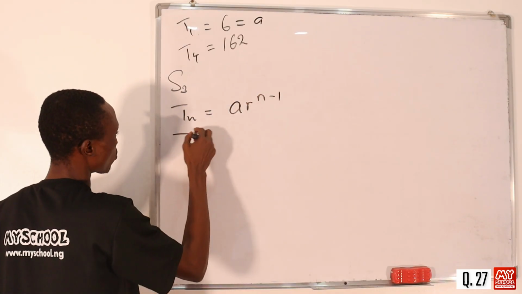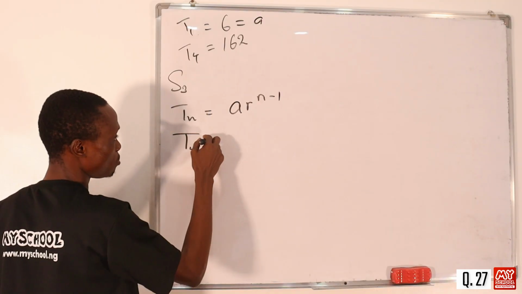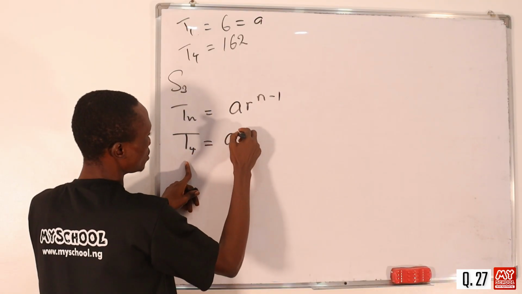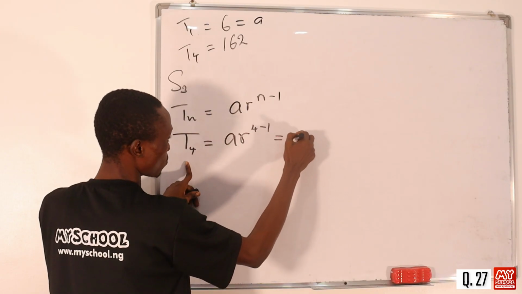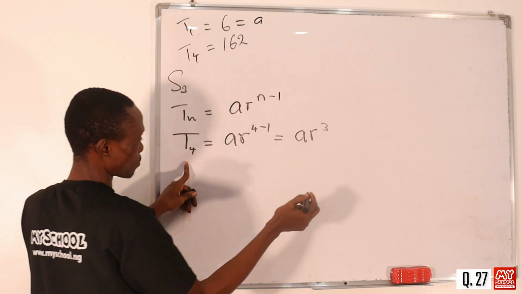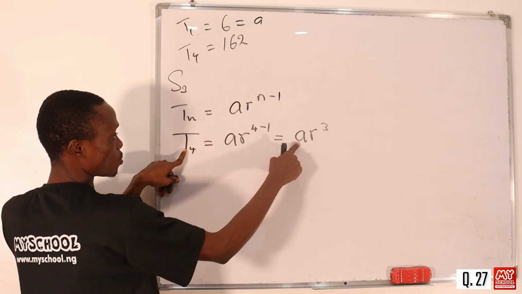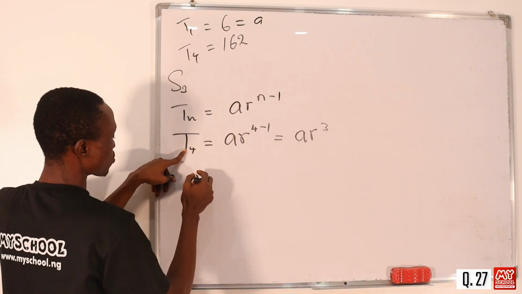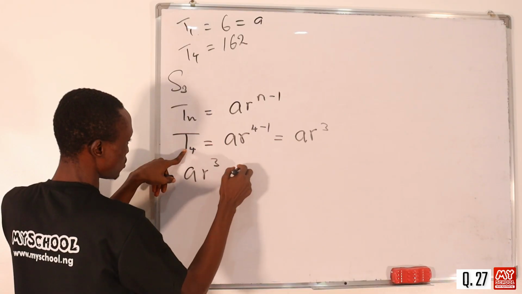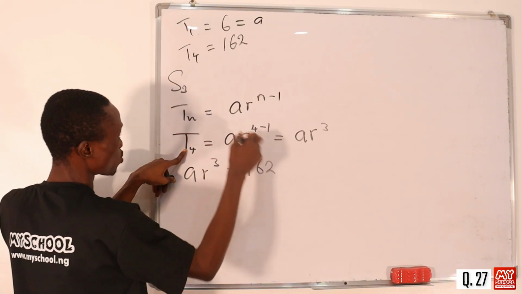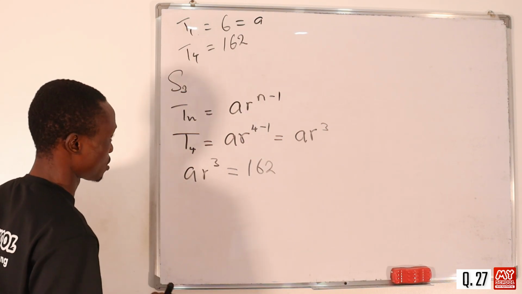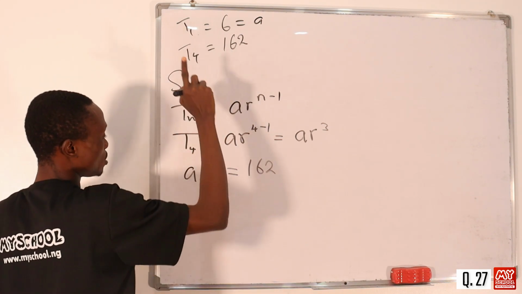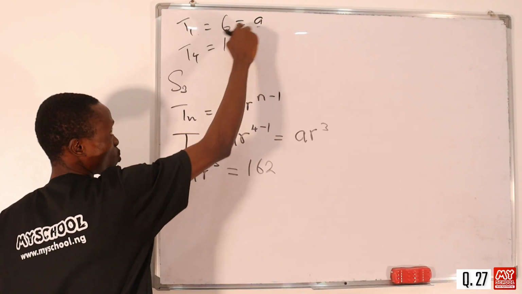So if we are looking for T4, which is the fourth term, in this case we'll be having a r raised to power 4 minus 1, and this will be equals to a r raised to power 3. Meaning that the fourth term is equals to a r raised to power 3. So a r raised to power 3 is equals to 162, since we are told that the fourth term is equals to 162.